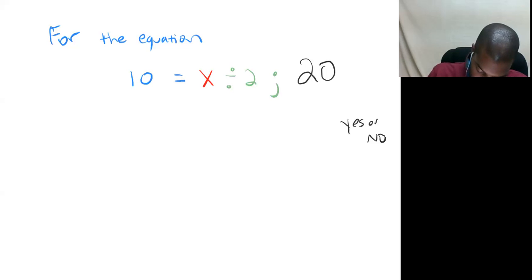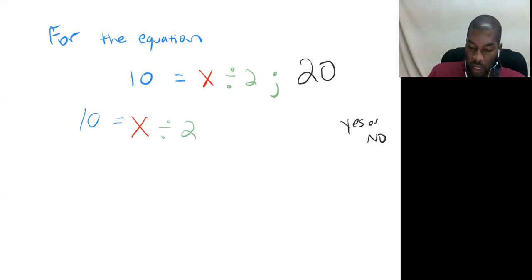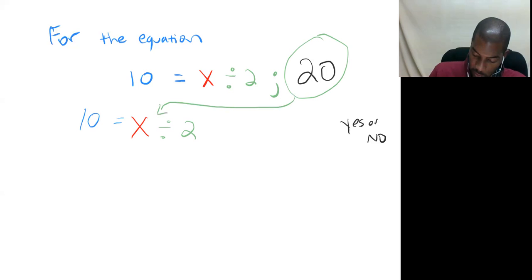First, I rewrite the equation. 10 equals x divided by 2. Then I substitute in the test value. And where do I substitute it in? For the variable. 10. Does that equal 20 divided by 2? Well, what is 20 divided by 2?